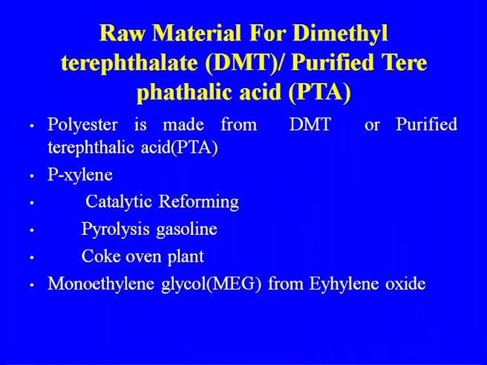The raw material is dimethyl terephthalate or purified terephthalic acid, PTA or TPA. Do not confuse PTA and TPA, both are the same. The polyester is made from DMT or purified terephthalic acid after polymerization. Here paraxylene is the major raw material for making DMT or terephthalic acid. One of the major sources of paraxylene is catalytic reforming. Another source may be pyrolysis gasoline and coke oven plant.